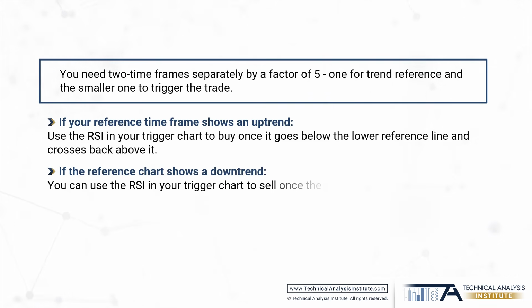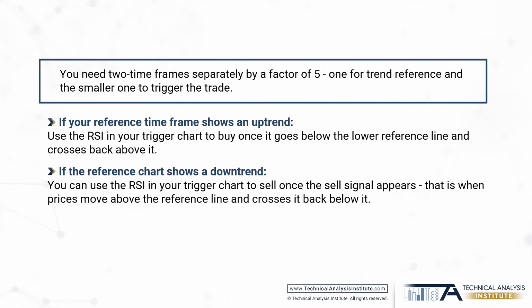Conversely, if the reference chart shows a downtrend, you can use the RSI in your trigger chart to sell once the sell signal appears. That is, when prices move above the reference line and cross it back below. The way to determine the trend in the reference frame can take multiple forms, from moving averages to trend lines, wave counts, etc. Let's look at some examples.